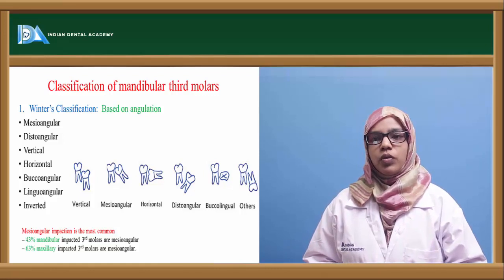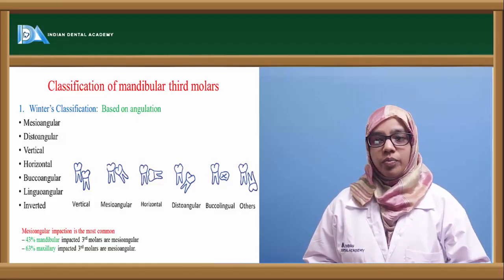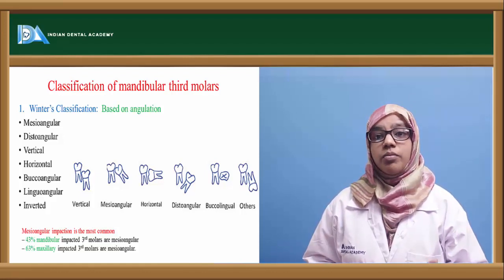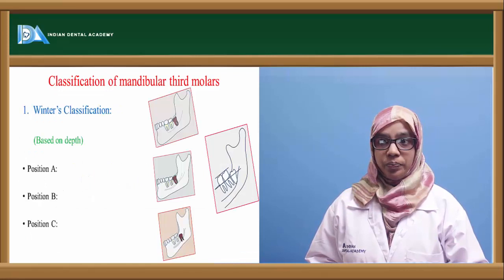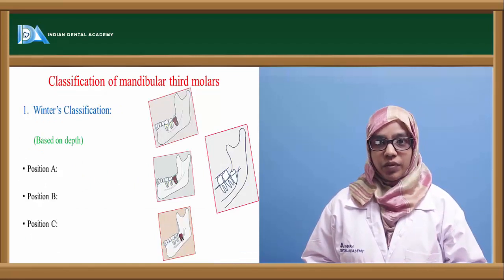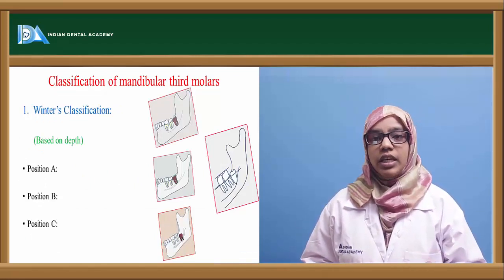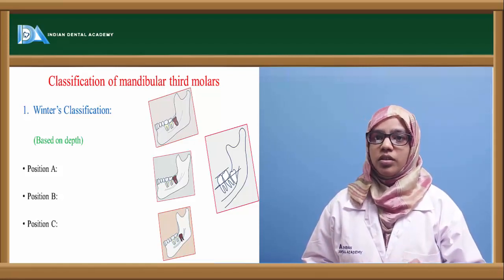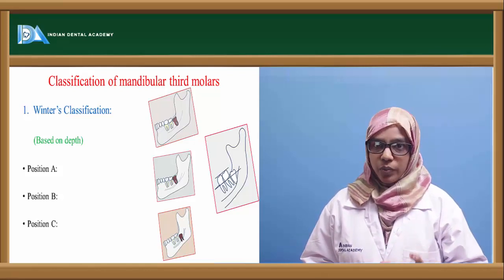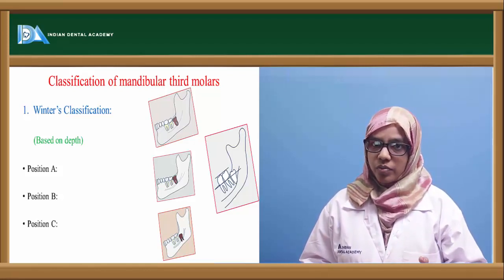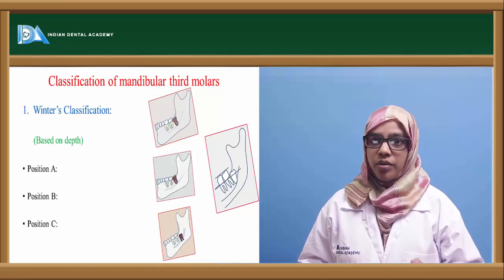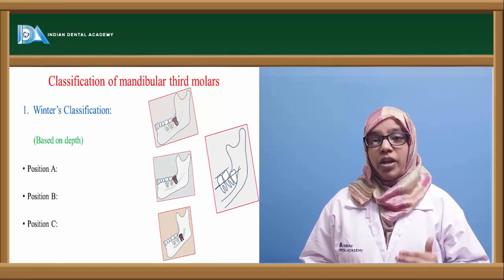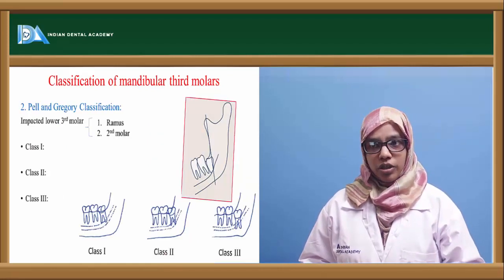Mesioangular impaction is the most common impaction, of which 43% of the mandibular third molars are mesioangular, whereas 63% of the maxillary third molars are mesioangular. Let's move on to the depth classification depending upon the position. In case of position A, the occlusal surface of the mandibular third molar is the same as that of the occlusal surface of the second molar. In case of position B, the mandibular third molar is below the occlusal surface of the second molar but above the cemento-enamel junction. In case of position C, the mandibular third molar is below the cemento-enamel junction.